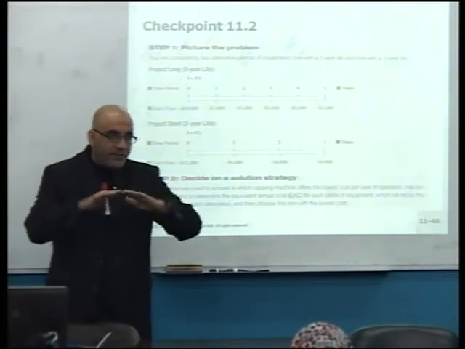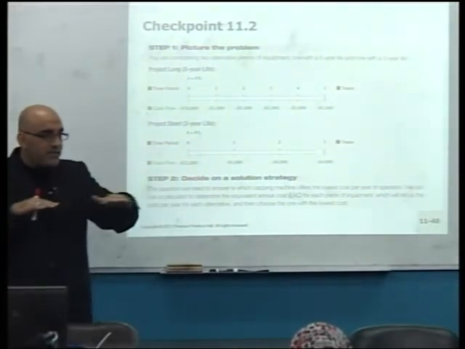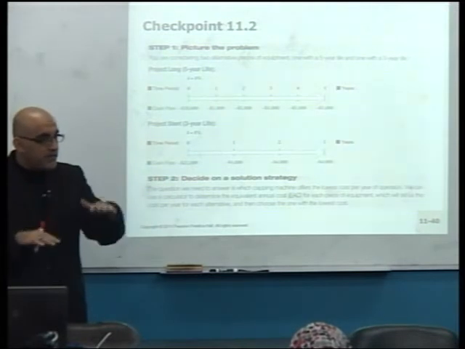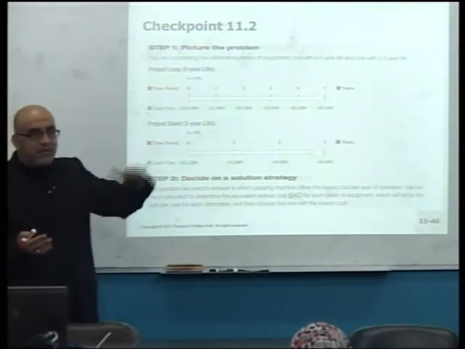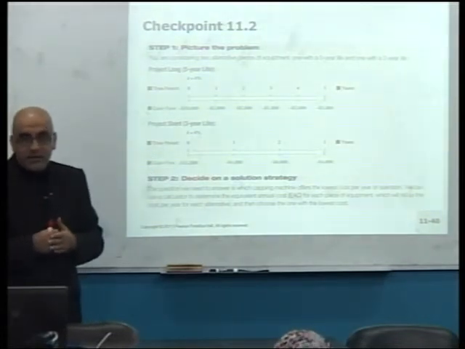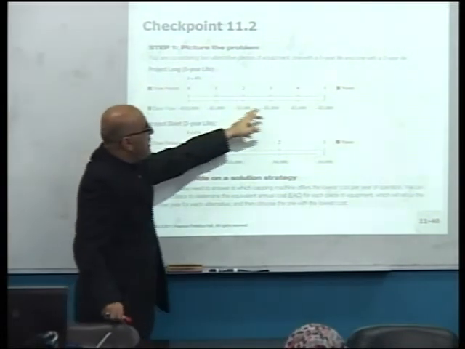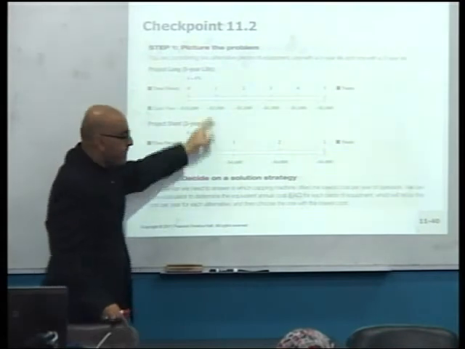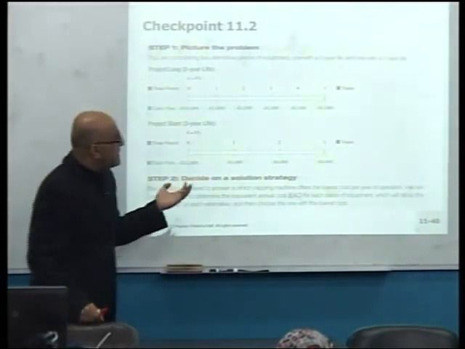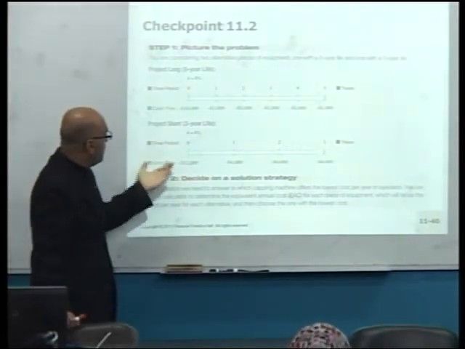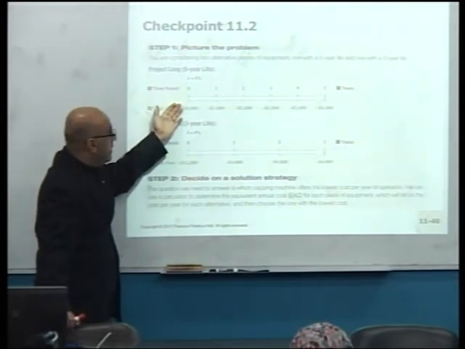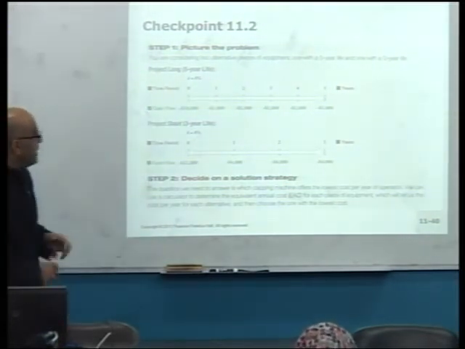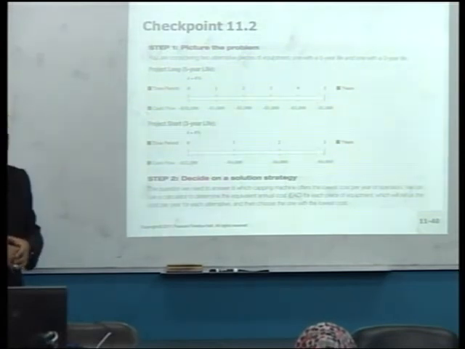What I said: if we have similar initial investments with different lifespans, it's very simple. We can select the shorter. But in this case, we have different lifespans, so it's very difficult to say this or this. So we have to calculate the equivalent annual cost.